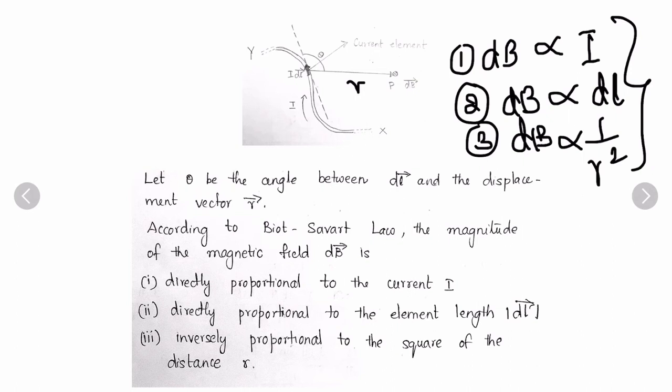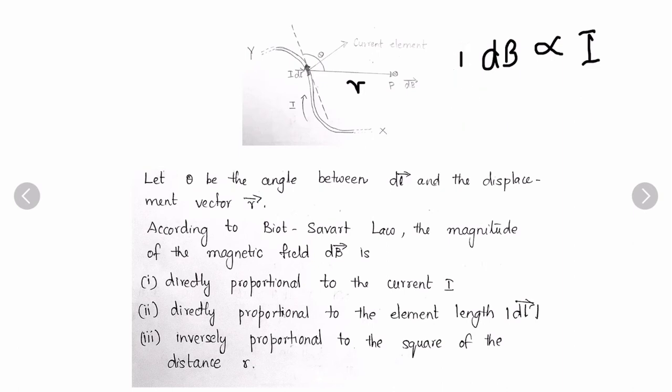So Biot-Savart Law is mainly dependent on three things, as I told you. The magnetic field dB at the point P due to the current element dl, which is carrying a current I, depends on three things. Number one, the magnetic field is directly proportional to the amount of current. The magnetic field is directly proportional to the length element dl, and the magnetic field is inversely proportional to the square of the distance, that is r square. So these points you have to keep in mind, and we will write these three points and then go for our final statement.